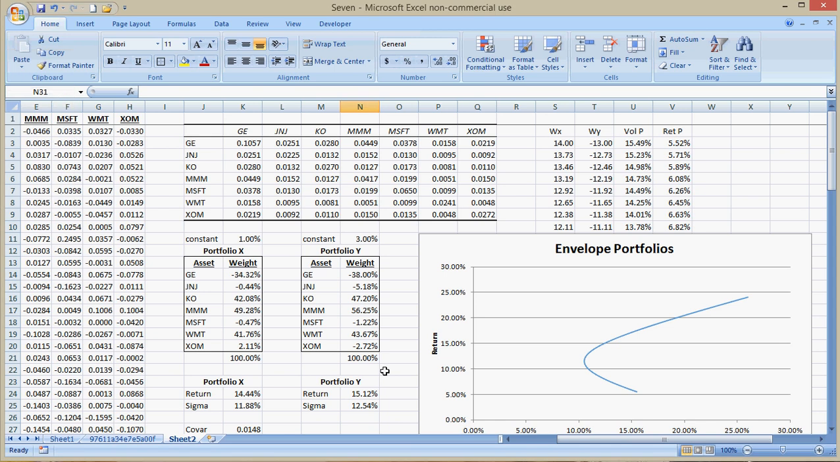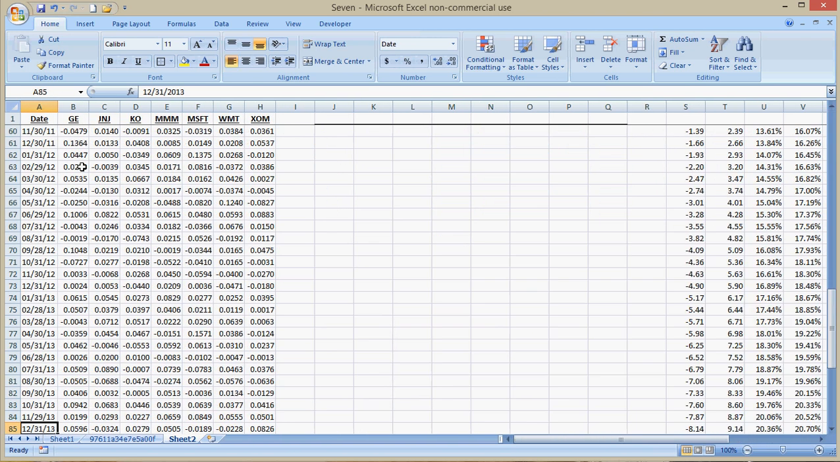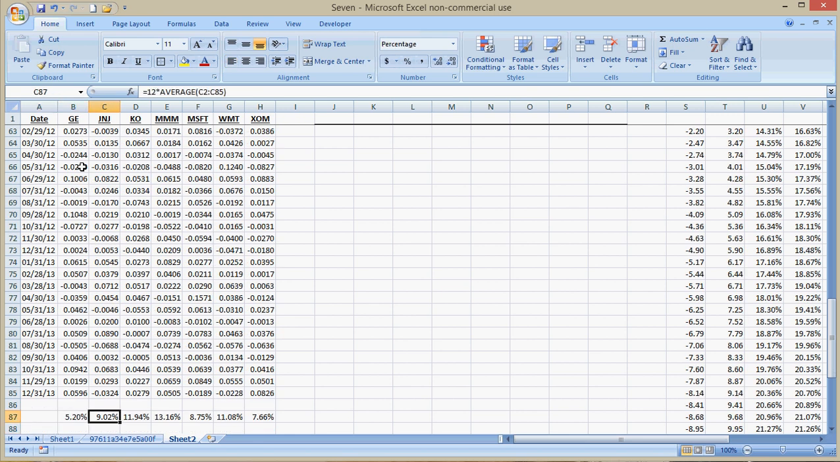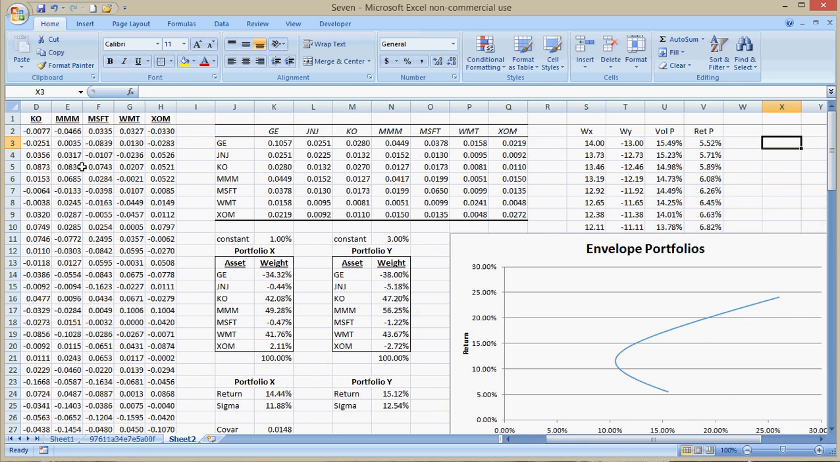Okay, let's look at the 7-stock portfolio that I put up on D2L. If you download the spreadsheet, you should, by watching the video on how to graph the envelope portfolios with 5 stocks, be able to do this. So I'll just quickly show you some of the results. These are the returns for the 7 different stocks, annualized. And this is the covariance matrix for the 7 stocks annualized.